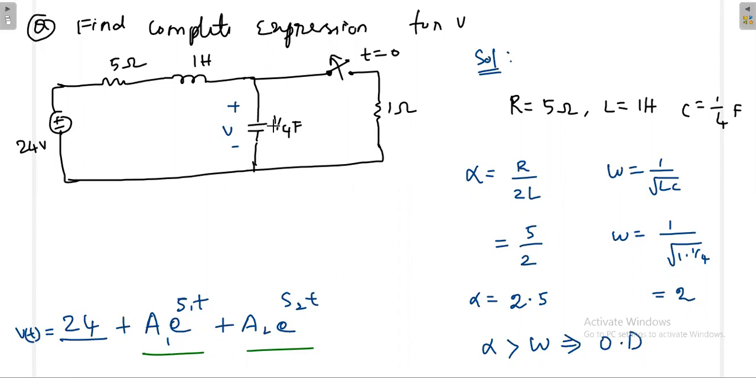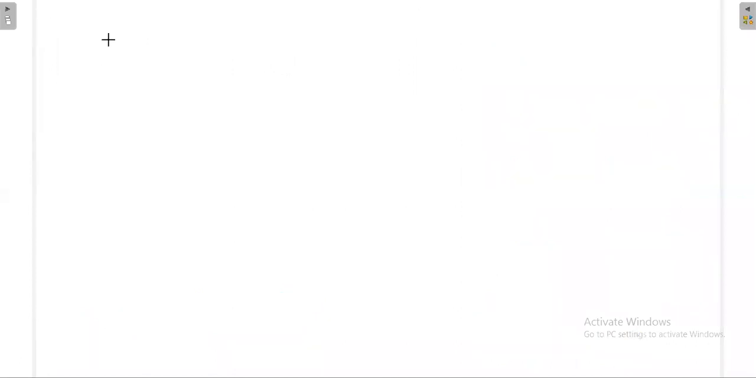Now first we have to find out the initial voltage and the initial current across the capacitor as well as the inductor. Before opening the switch, what is the state of the network? The network state will be like this, say this is 5, and again inductor means short, capacitor means open.